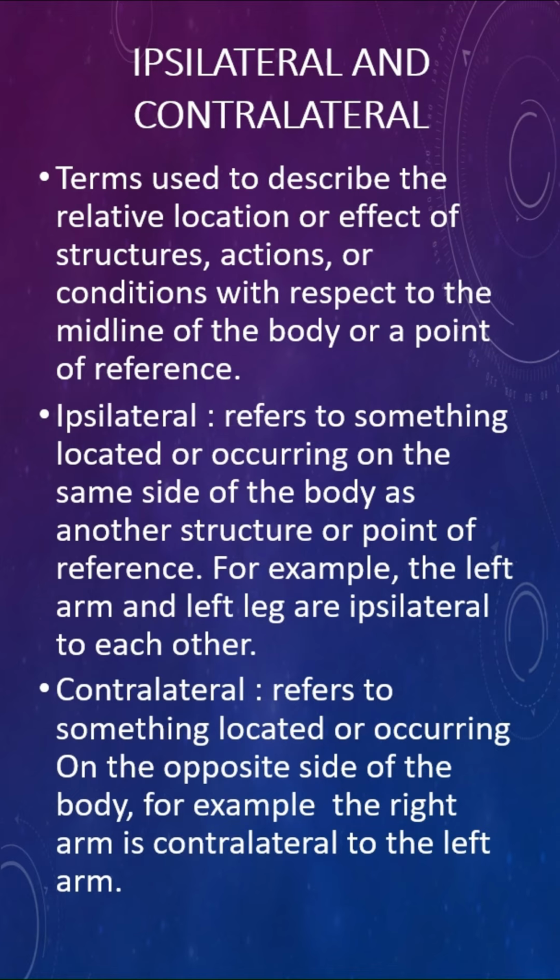Contralateral refers to something located or occurring on the opposite side of the body. For example, the right arm is contralateral to the left arm.